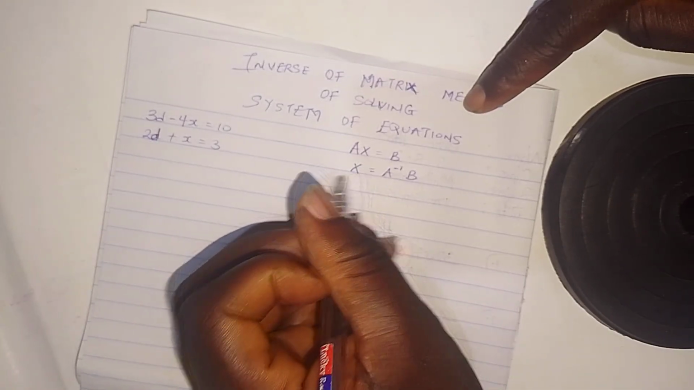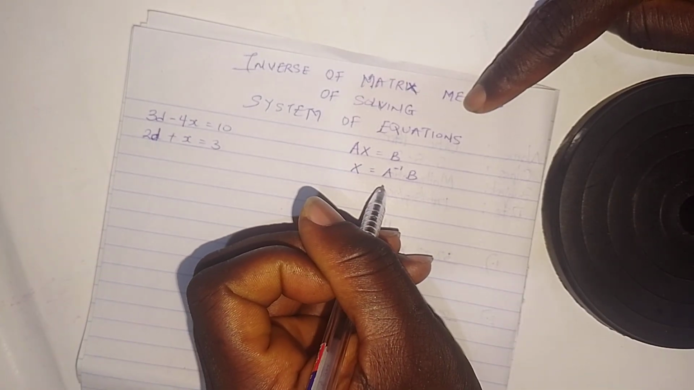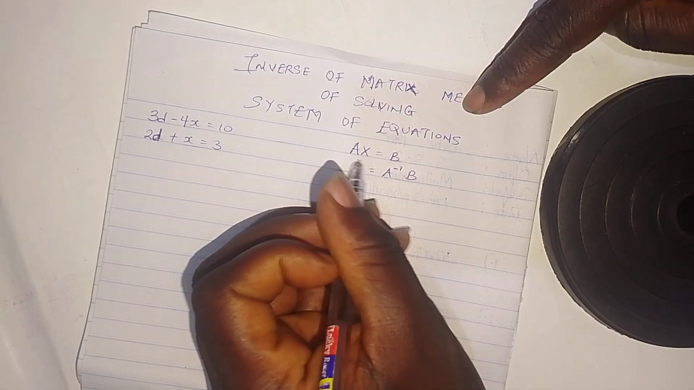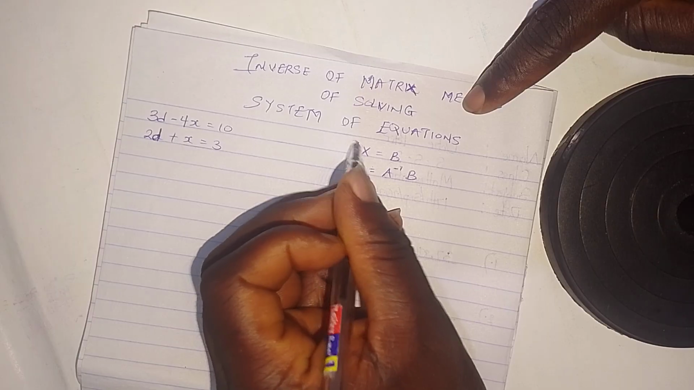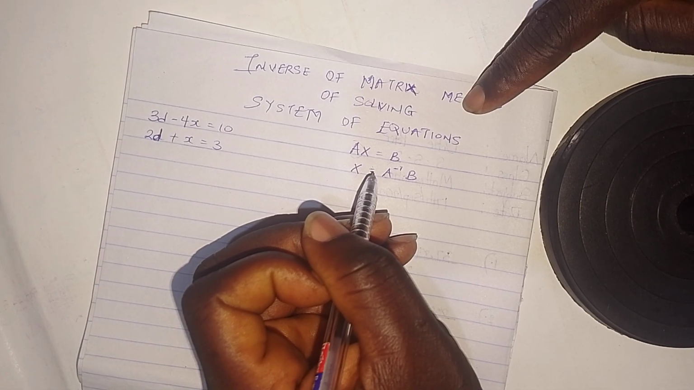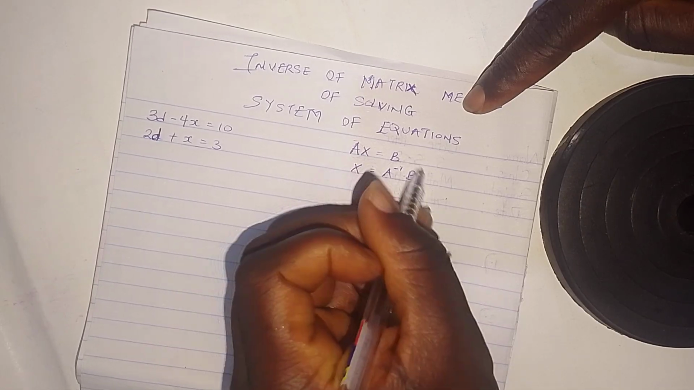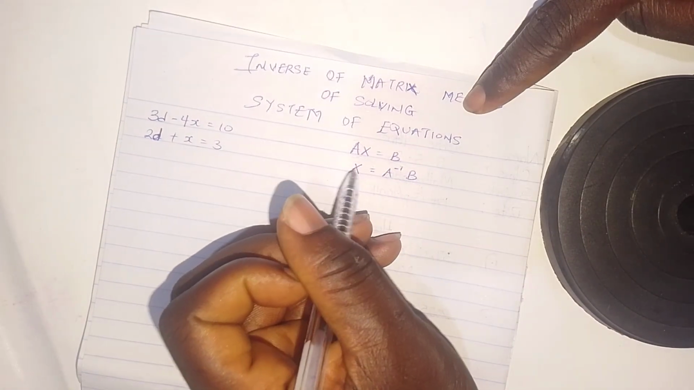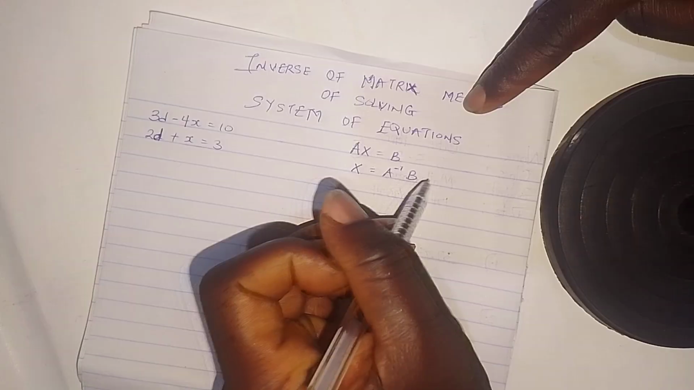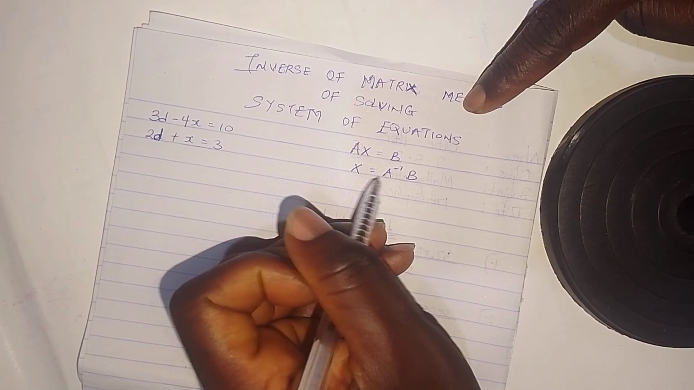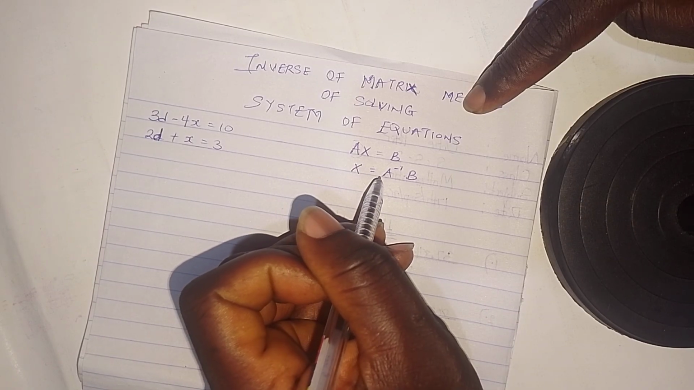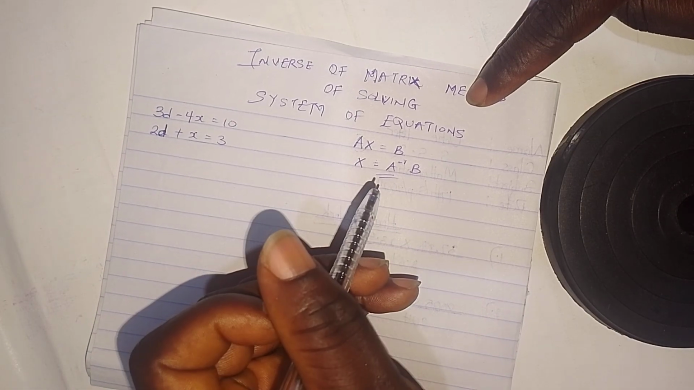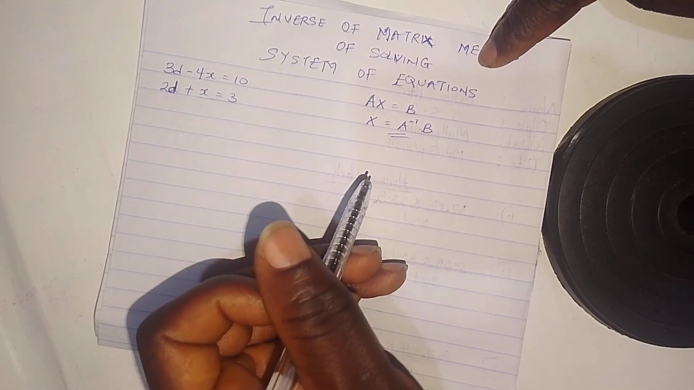What this means is that I have multiplied both sides of the equation with the inverse of the matrix. A is the matrix here, x is the variable. So this simply means that I have multiplied the left and right hand side of the equation by the inverse of the matrix. So it becomes something like this. How do you apply this? I'm going to show you now in the video.